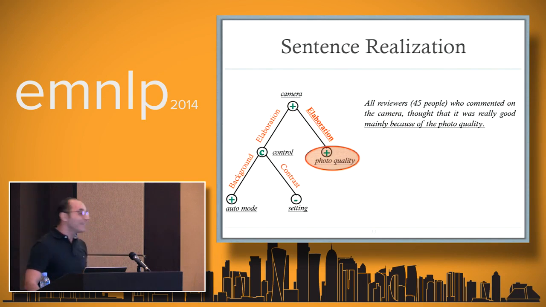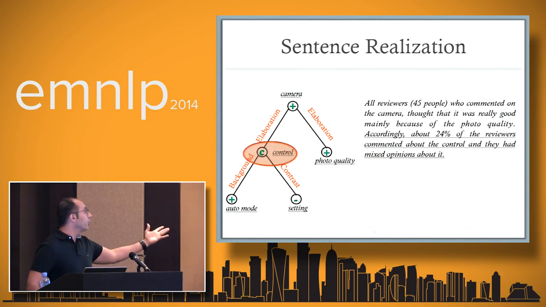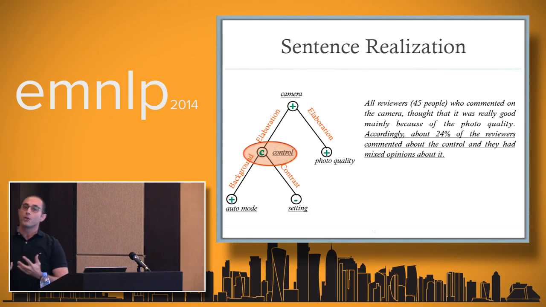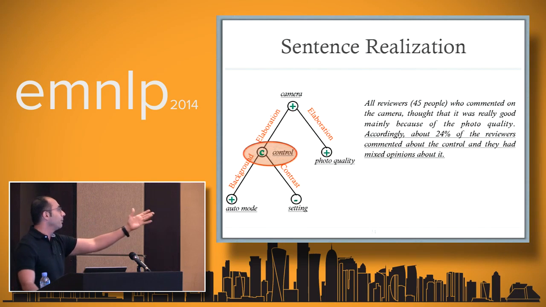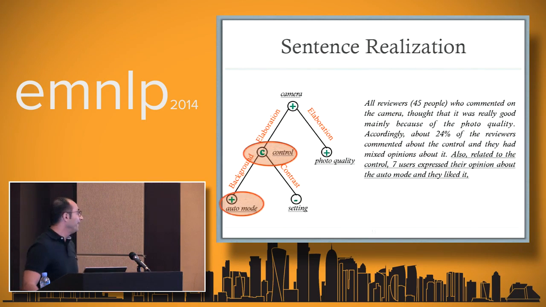We go to the next child. We have control. We see control is controversial, so there's mixed opinion about it. We say that accordingly about 20% of the reviews commented about the control, and they had mixed opinion about it. The children of control, we see that there are two children for control. We go first to the highest weighted one, which is auto mode. We say also related to the control because it's the children of control.